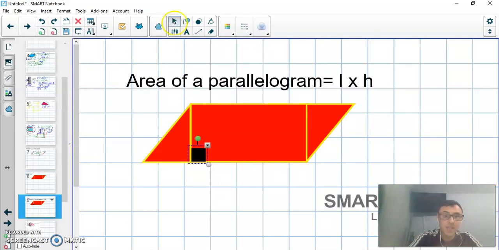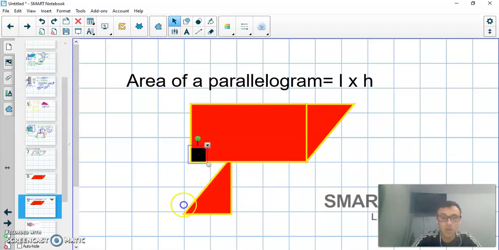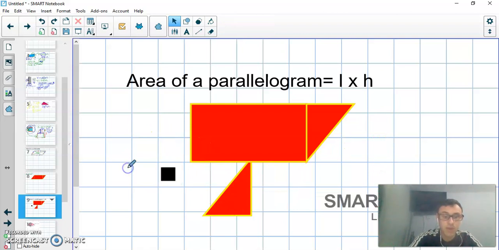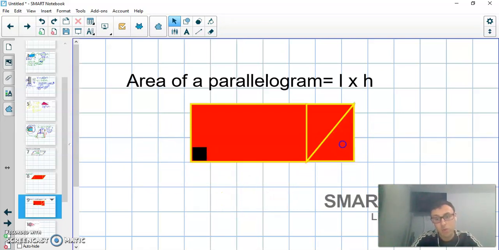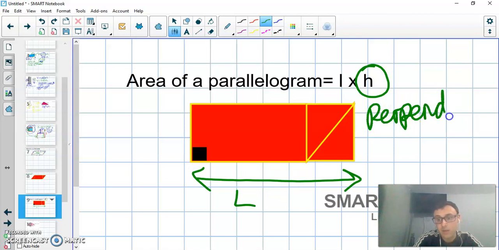Now you will see here that I have got this part, which I can move again, and I've also got there my right angle, okay? And we know a right angle is perpendicular. So the area of a parallelogram is its length, which obviously we know is along here. So that is my length of the parallelogram. And then I times it by its height. Now its height is called the perpendicular height. Okay?